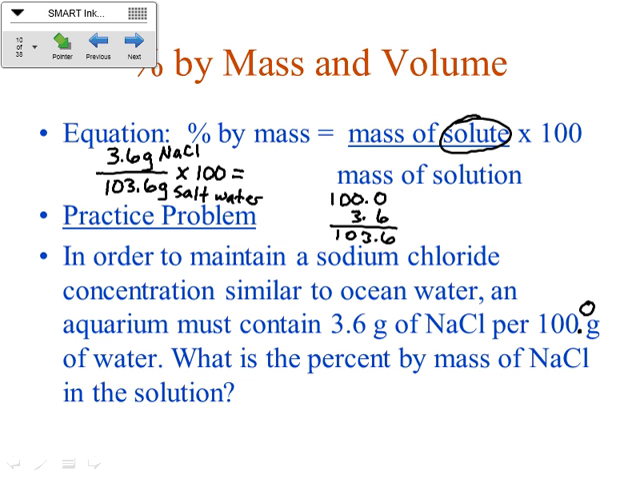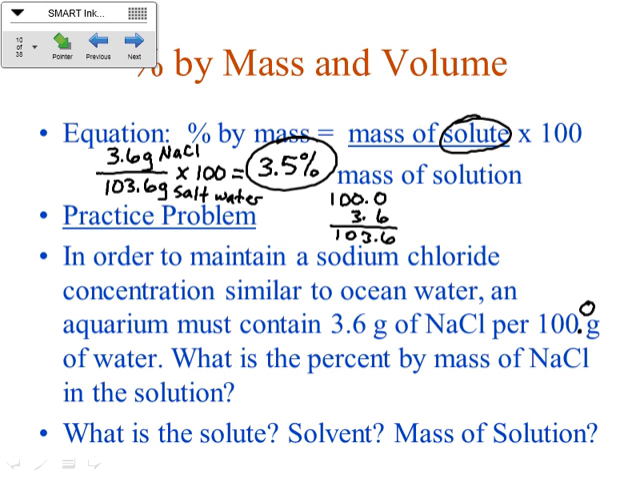So how many sig figs should we have in our answer here? Two, because of the 3.6. There's only two there, so 3.5%, which is actually pretty close to the 3.6% that we originally thought it was going to be, but it's a little bit different. Everybody all right with that? That's not too bad, is it? What is the solute? What is the solvent? What is the mass of the solution? We actually figured all those things out already.